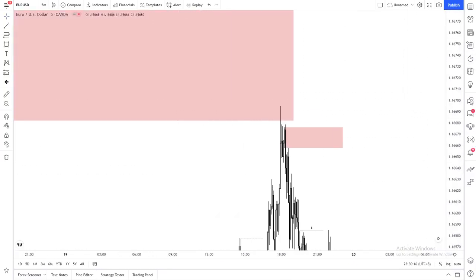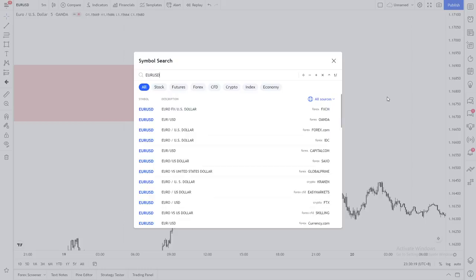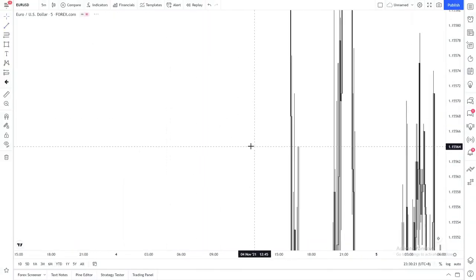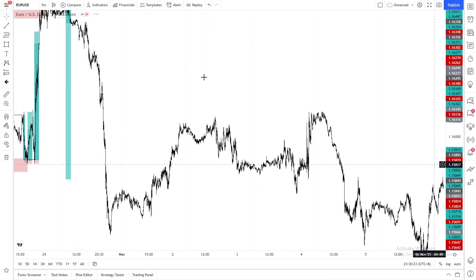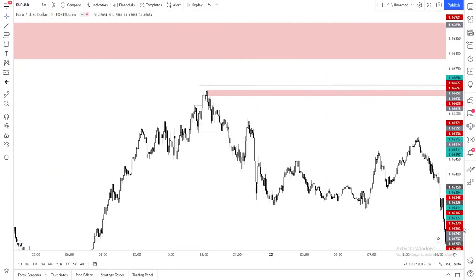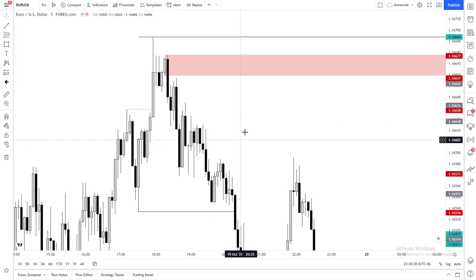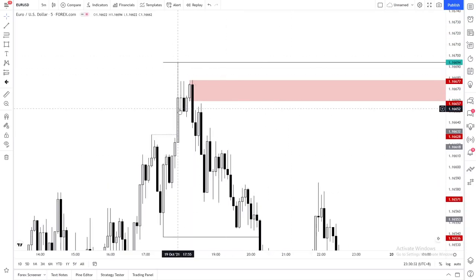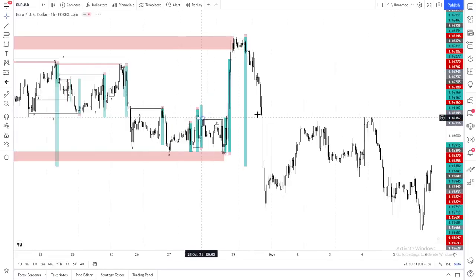But I'll tell you which broker I use. I use this broker right from my feed, forex.com. And just so you guys know, I'm not bullshitting you, this is the feed on the forex.com broker. You can see how we have a perfectly unmitigated 5-minute OB. And that's the only choice I have, guys. Like, that's the only choice I have.